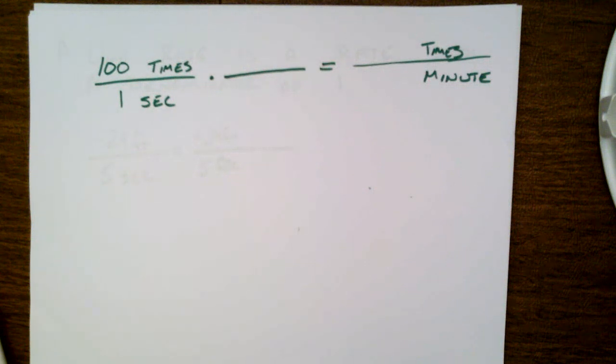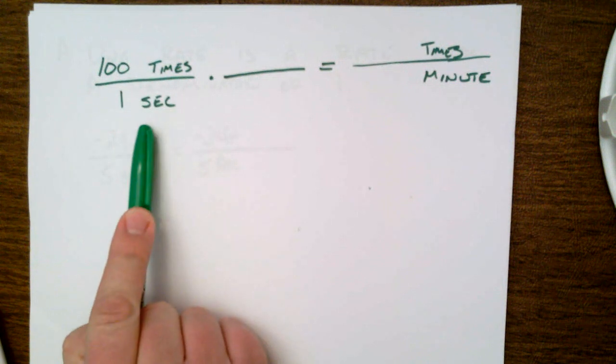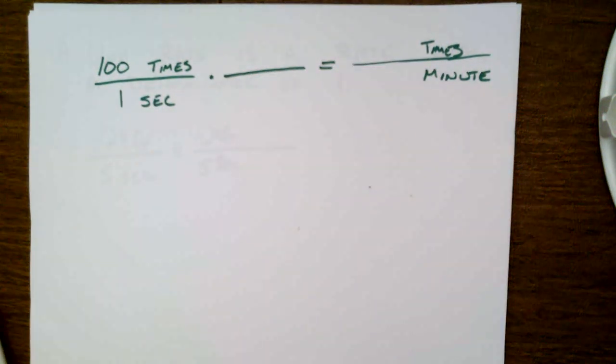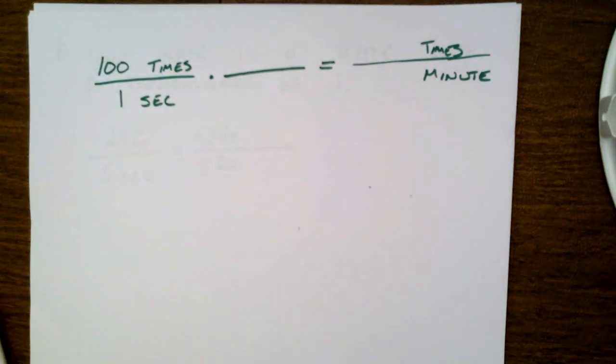In example 2, I have another story problem. It says that lightning strikes about 100 times for every 1 second around the world, which is kind of an incredible thing. So every second that goes by, there's 100 lightning strikes throughout the world. That's what that's saying. About how many times does lightning strike around the world per minute then?